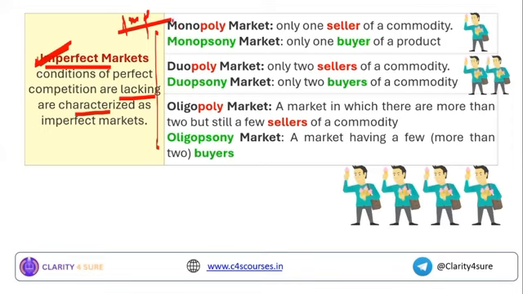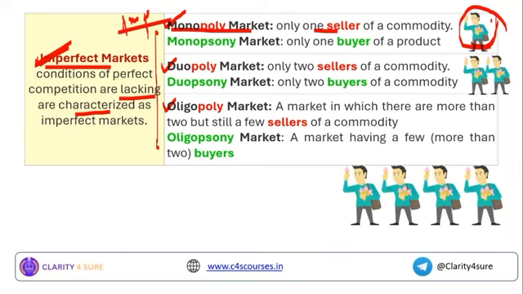Okay, so the first is monopoly market. Let's cover monopoly, duopoly, and oligopoly first. A monopoly market is a market where there is only one seller. Just imagine the situation: there is only one seller selling ice cream, and we don't have any option, so we need to go and visit him because he is the only one selling ice cream. He monopolizes the ice cream selling.